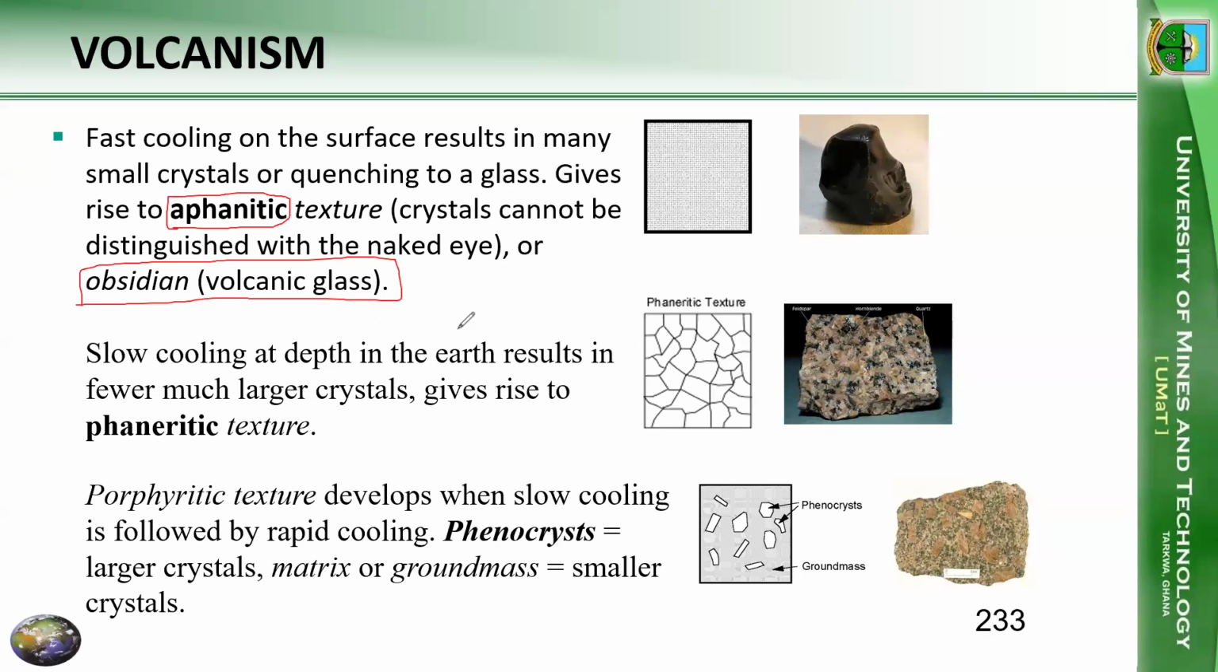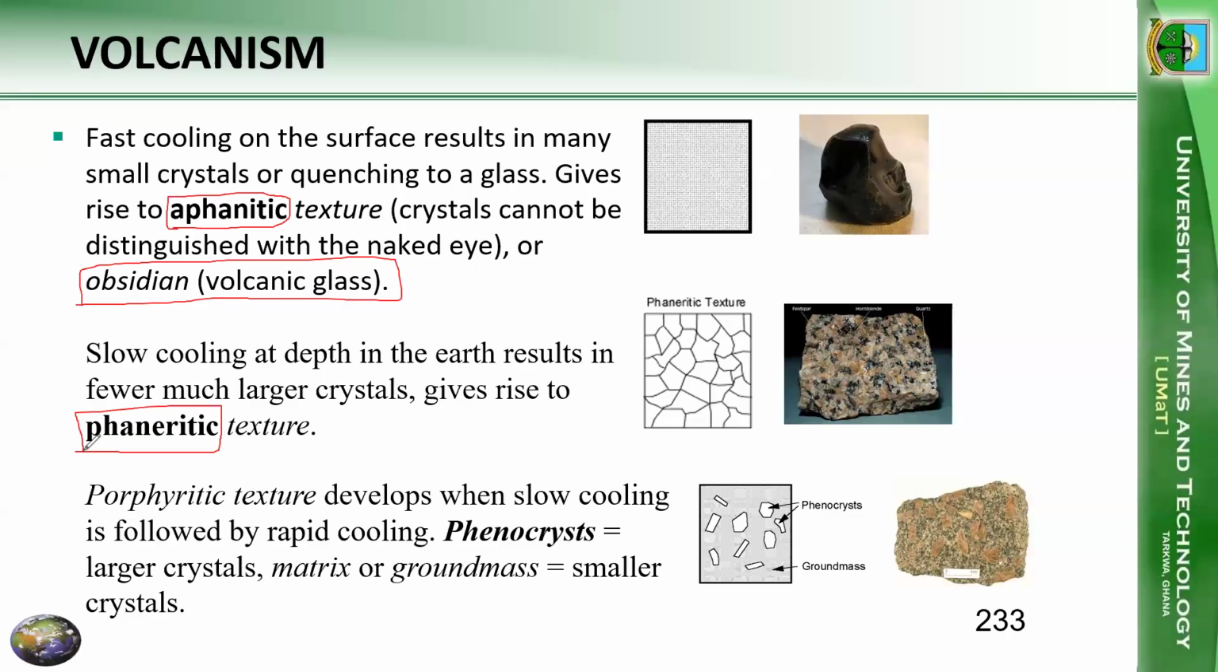Then we could also have slow cooling at depth. And when we have slow cooling, there is sufficient time for the crystals to develop. So the resulting rock mass is going to have visible crystals, large visible crystals. And we describe that type of texture as phaneritic texture. So we have aphanitic texture, phaneritic texture. Aphanitic means not visible to the eye, and phaneritic means visible to the eye.